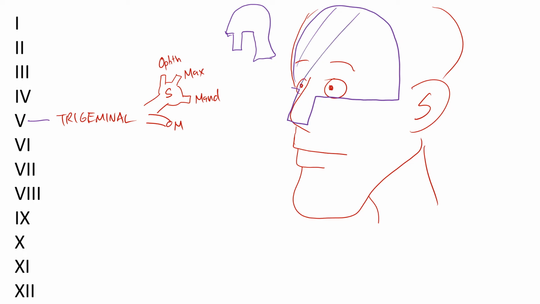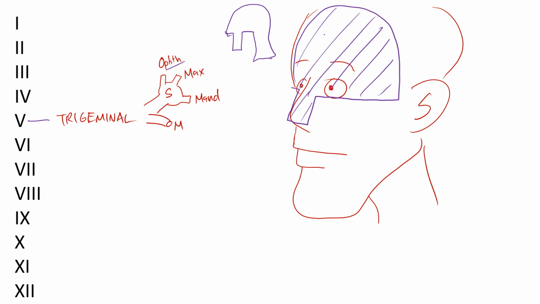It's responsible for sensory innervation of this area. That includes your forehead, your eyebrows, even the cornea of your eyes. When somebody touches your cornea with a piece of cotton and you blink, the sensation of something getting into your eye, the reason why you detected that is because of your ophthalmic division.